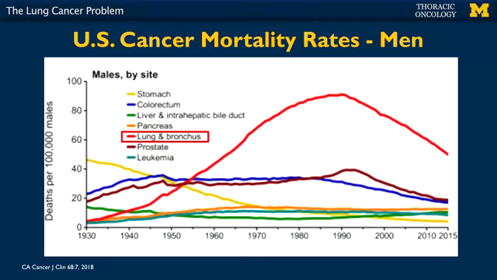This slide presents the mortality rates for men in the United States since 1930. We see that over time, the mortality rate rose dramatically for lung cancer, which is the red top line on this graph, and peaked in 1985, which was about 20 years after the first Surgeon General report on the link between tobacco smoking and lung cancer. The rate has since been going down at a fairly steady rate in men.